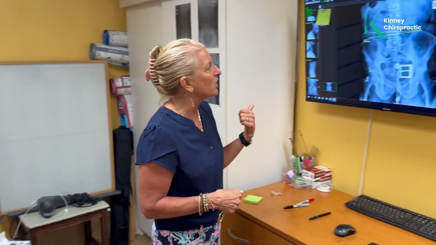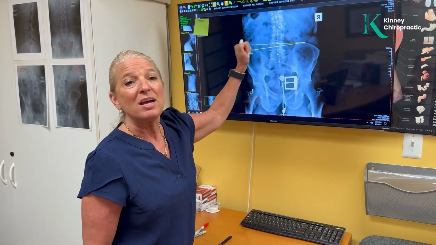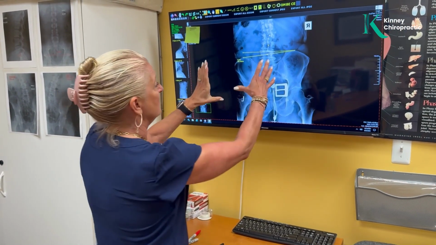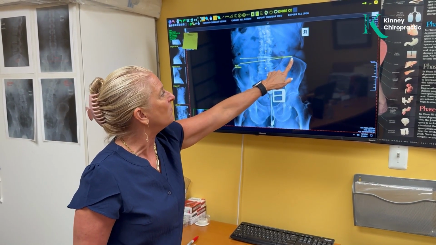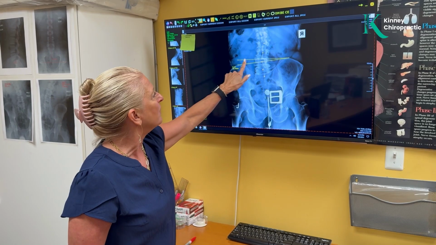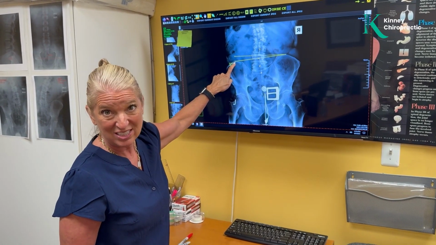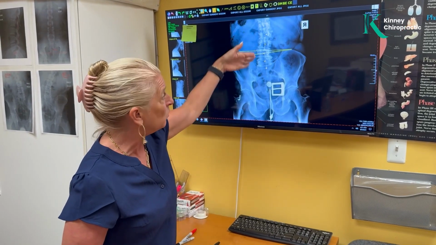So this is my patient. He came in with sciatica. One of the things that we measure is the pelvis, to see if the pelvis is level. In this case, that's the top of his right pelvis. And if we extrapolate that line across and then put it where the top of his left pelvis is, you can see how out of alignment his pelvis actually is, and his whole spine in general.